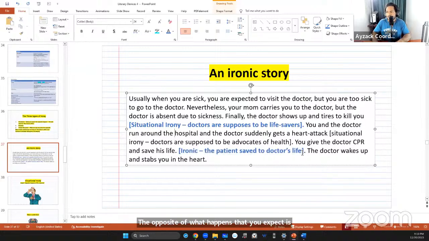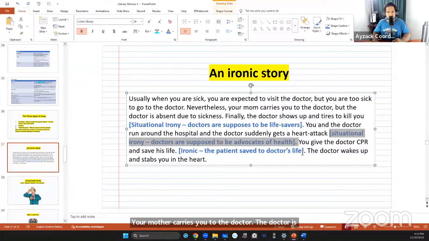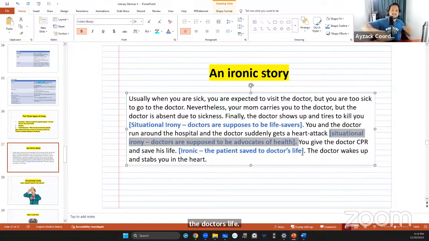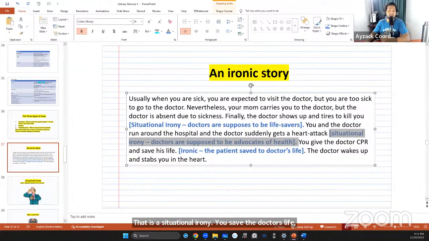You are too sick that you don't want to go to the doctor. Your mother carries you to the doctor, who is absent due to sickness. The doctor finally arrives and tries to kill you, and you run around the hospital, and the doctor gets a heart attack. The doctor falls over and you give the doctor CPR and save his life. He wakes up, stabs you with a scalpel. You're dead. That is situational irony. You save the doctor's life. However, the doctor did not save yours. The doctor ended up murdering you.